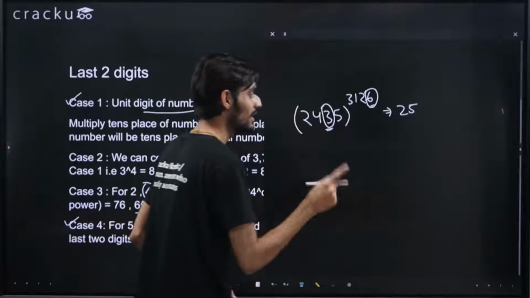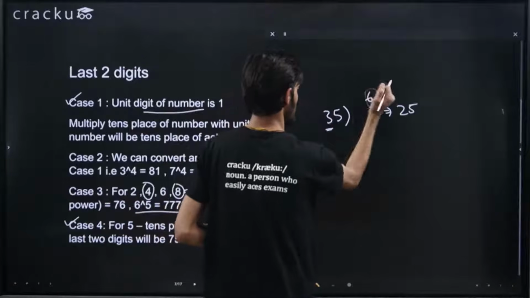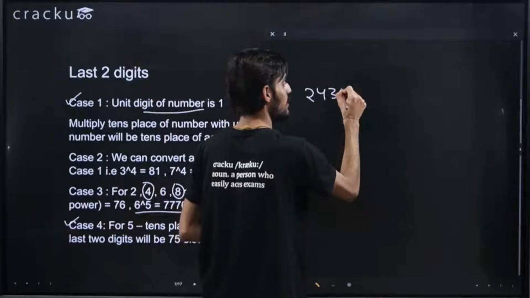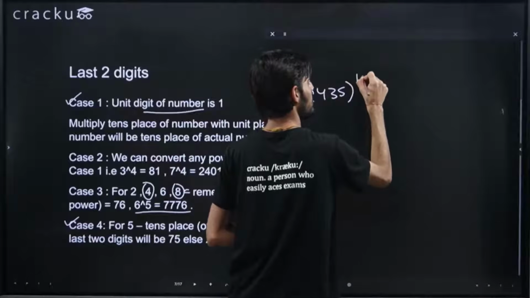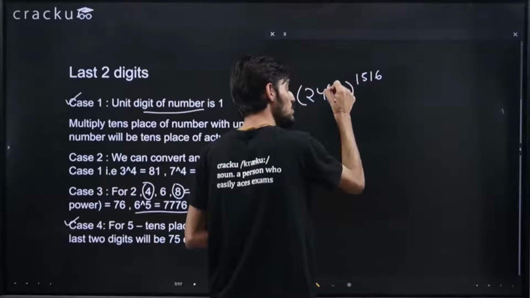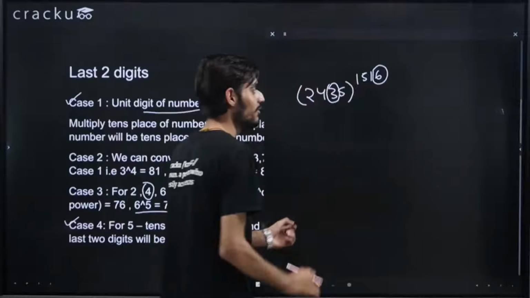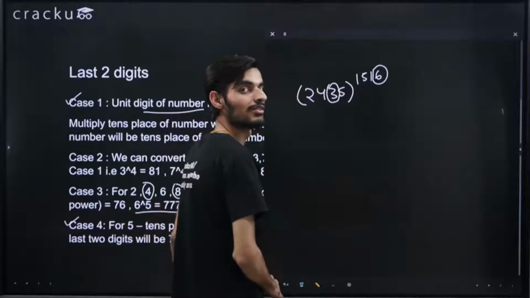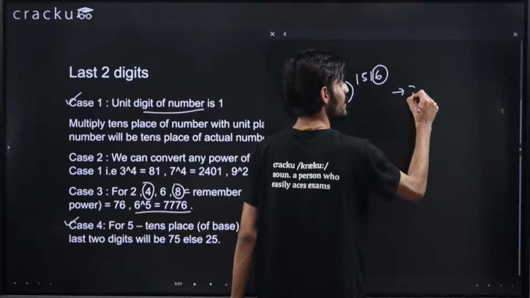Okay, so there is only one condition in which I can get the last two digits as 75. Let's try to explain this. So 2435 raised to the power, let's say 1516 maybe. We just need to check the tens place of this number with the unit place of the power, and if both are odd, then the last two digits of the number will be 75, otherwise it will be 25. So in this case it will be 25.